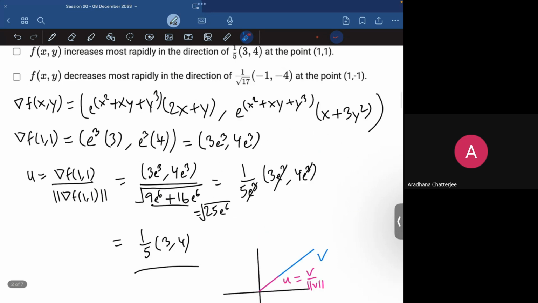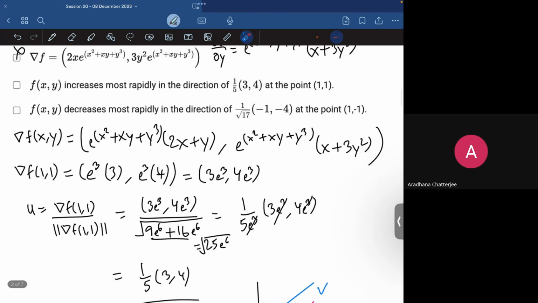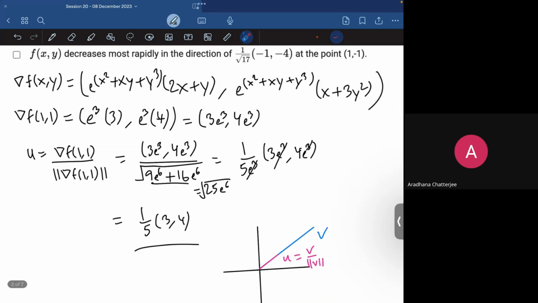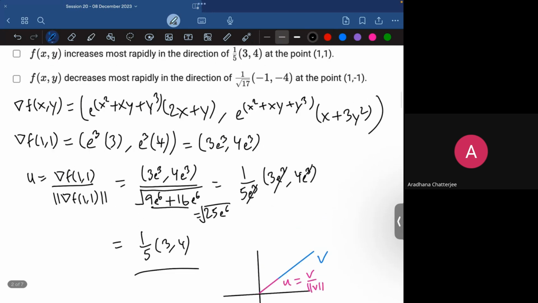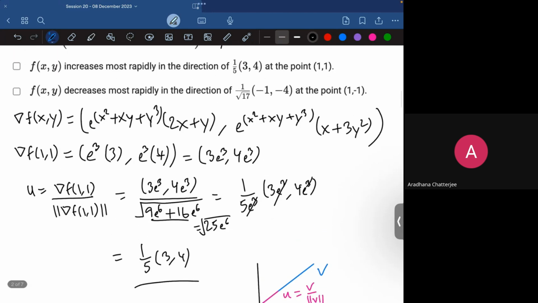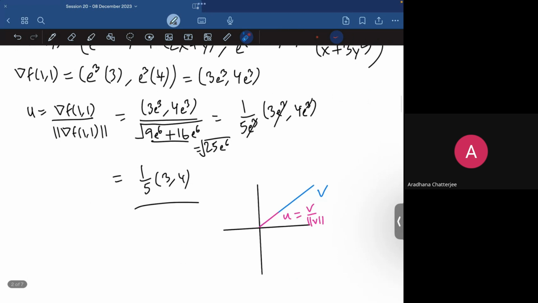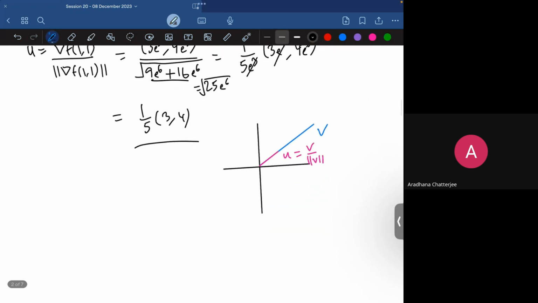Now, let's go to the last point. We want to find the direction in which we have steepest descent. Decreases most rapidly means steepest descent. So let's find that. That means we'll find u is equal to minus. Here they've given the point (1, -1). So first we need to compute the gradient at this point, and because it's descent, we'll find minus grad f of (1, -1), same thing, just with a minus in the front. So first we'll compute this.